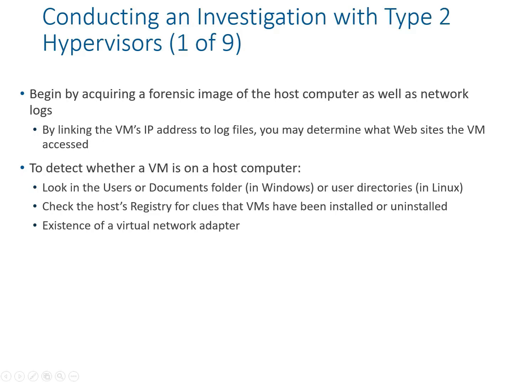Now we'll see how we can conduct an investigation on a type 2 hypervisor. Remember, it's a hypervisor which is installed on top of your operating system. So that's a type 2. Now the first step that we can do is that we'll have to acquire the forensic image of the host computer as well as the network logs. It's very important for the host machine because eventually the virtual machine would be working through the host machine.